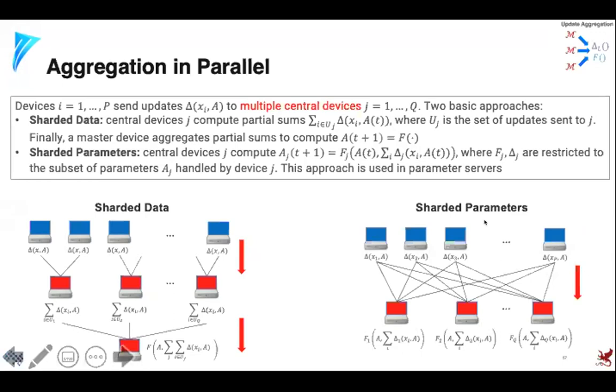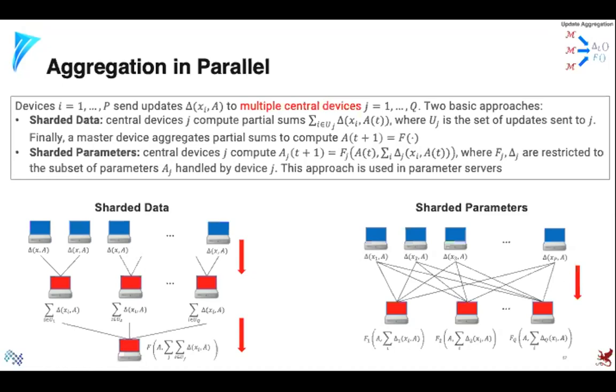The other way is to use a sharded parameter scheme, which is the opposite of sharded data. You don't reduce the number of messages going to a machine. Every one of the parallel central machines has to receive all messages from all computing devices. But you do reduce the size of each message because each central machine is responsible for a different subset of parameters. That actually corresponds to the parameter server system artifact. Then when a computing device needs the full parameters, it will have to request the model shards from each and every one of the central devices.